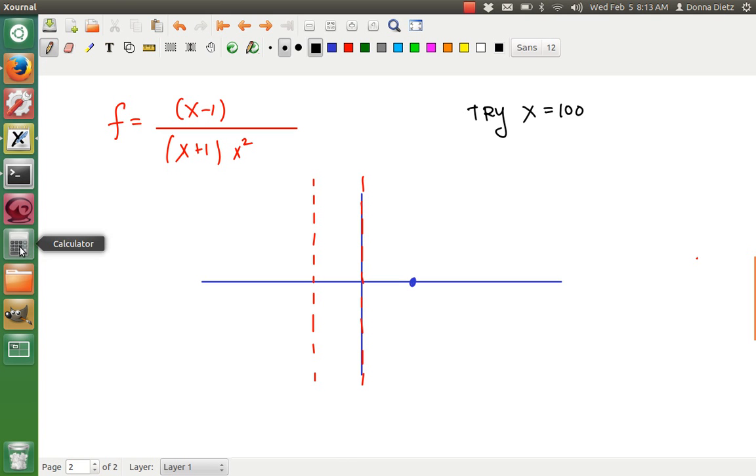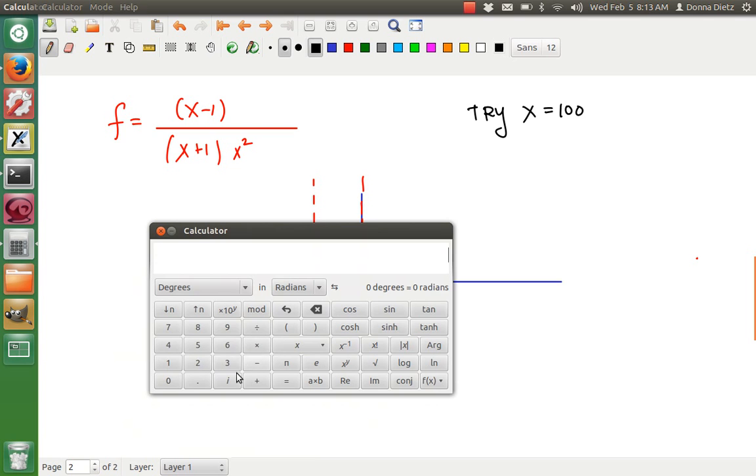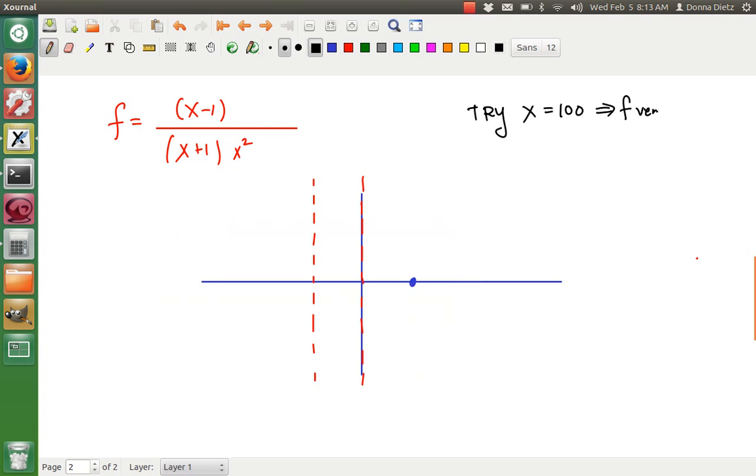You can just pull out your calculator if you want, and you can say 99 divided by 101 times 100 to the power of 2. And you see that this is an astronomically small number. That means f is very small. Okay? There you go. But positive. And this means y is equal to 0 is the horizontal asymptote. Okay? But it's positive. So that means we're going out kind of like this.